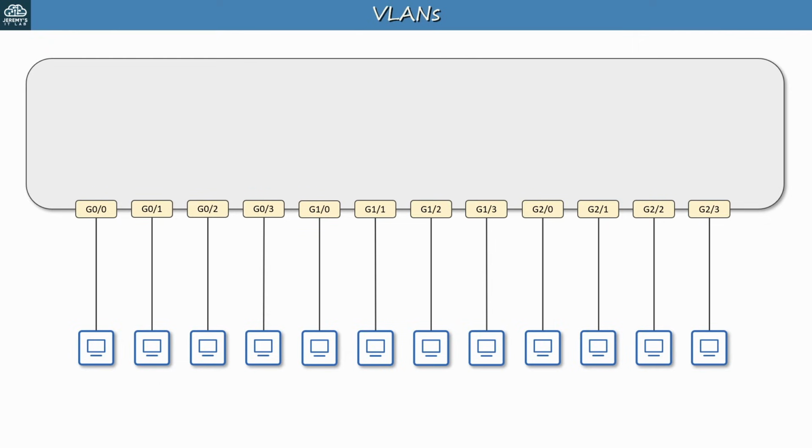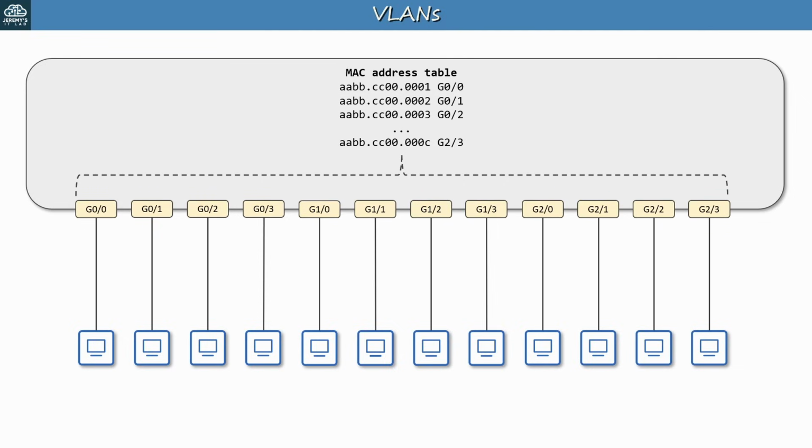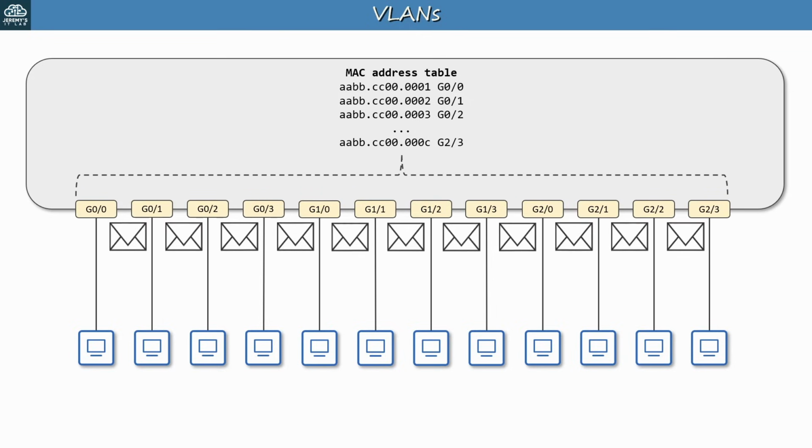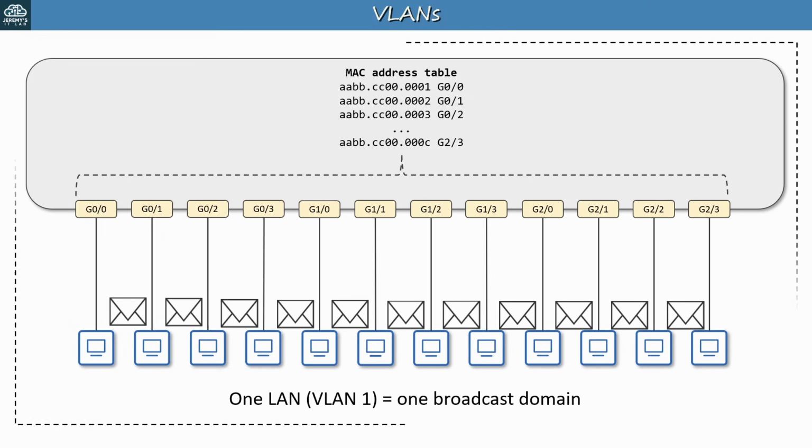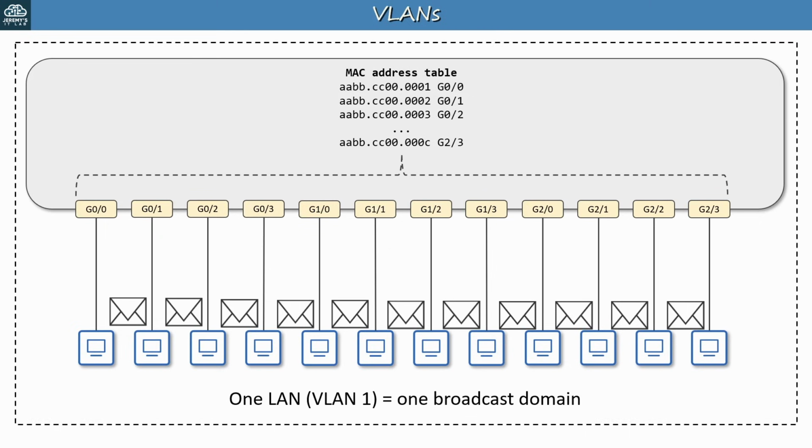Here we have one switch with a bunch of hosts connected. Without configuring VLANs, the switch has one MAC address table, and all connected hosts are in the same LAN, the same broadcast domain. So if one host sends a broadcast message, which hosts will receive it? All of them. The switch floods the frame out of all ports except the one that received the message. So by default we have one LAN, which is the default VLAN 1, and all hosts are in the same broadcast domain.